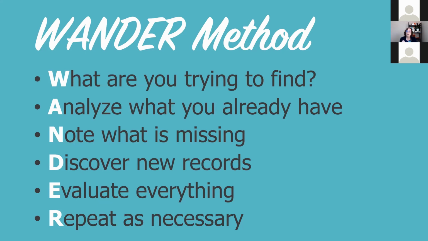W: What are you trying to find? A: Analyze what you already have. N: Note what is missing. D: Discover new records. E: Evaluate everything. R: Repeat as necessary. Okay, so we have these six steps, well, five steps and then a repeat if necessary, if you want to be technical about it.